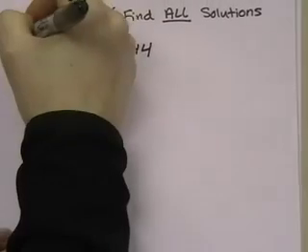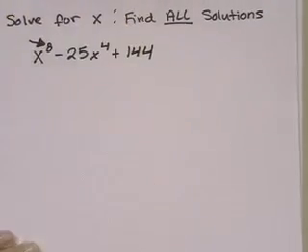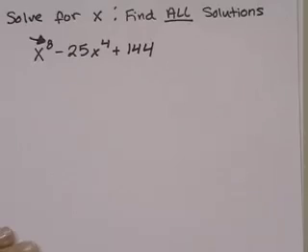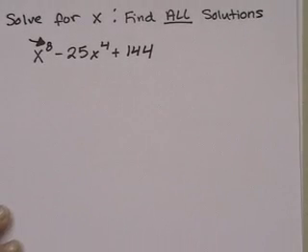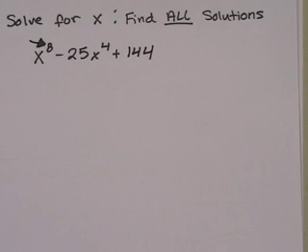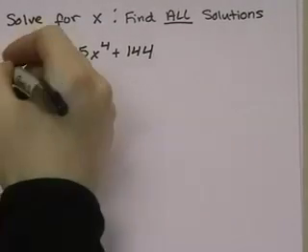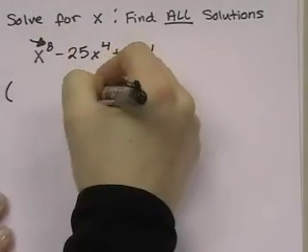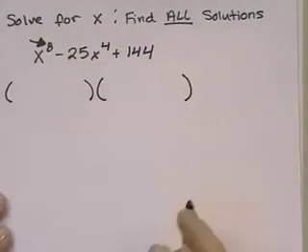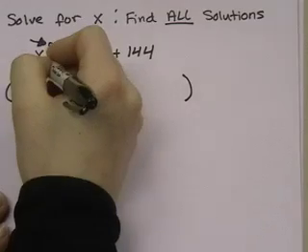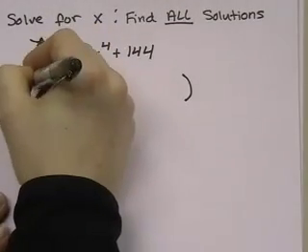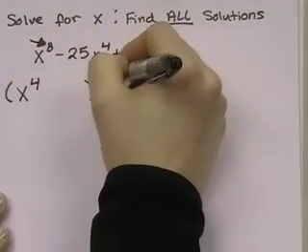How many solutions do I have? Well, in this problem, I have 8 solutions. That's my highest degree. Anything above 2 degrees is going to be factored. So we're going to factor this equation. Now, I noticed right away that I have what looks like a perfect square trinomial. The square root of x to the 8th is x to the 4th.